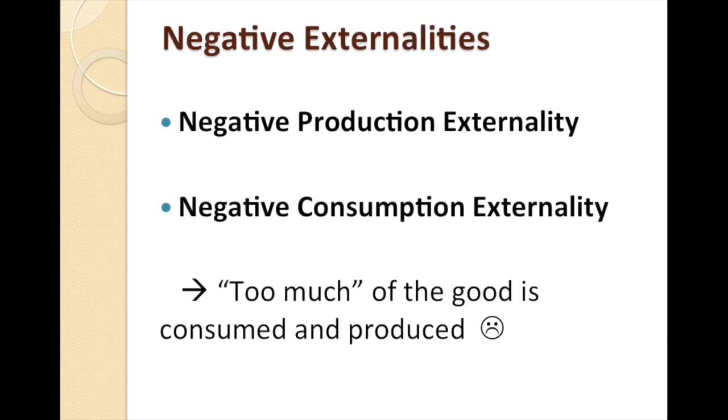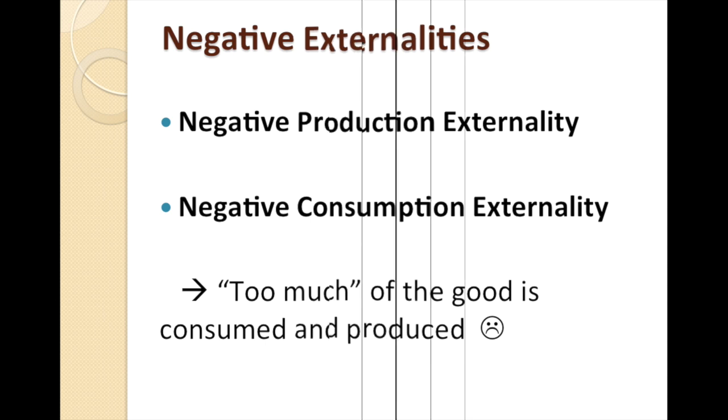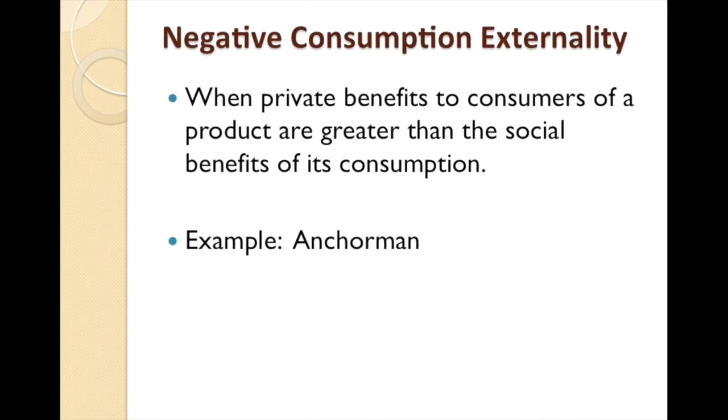There are two types of negative externality: negative consumption externality and negative production externality. Both of them mean too much of the good is consumed and produced. Let's look at an example of negative consumption externality from Anchorman.